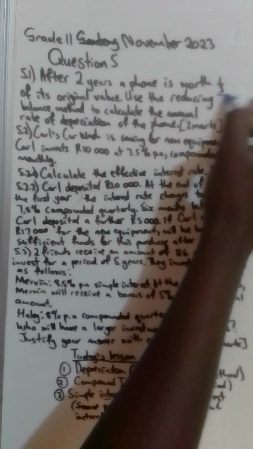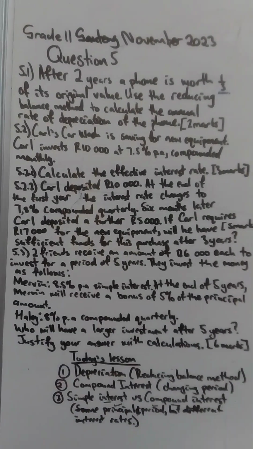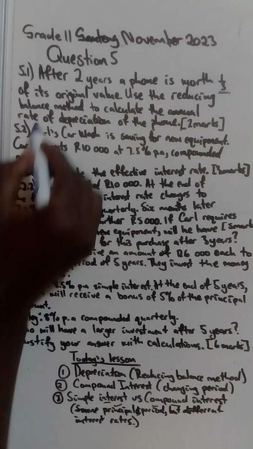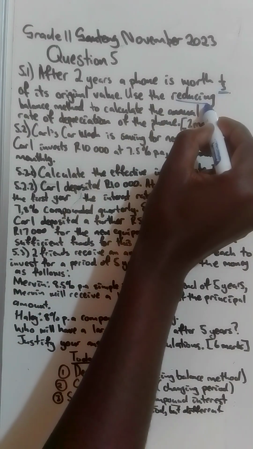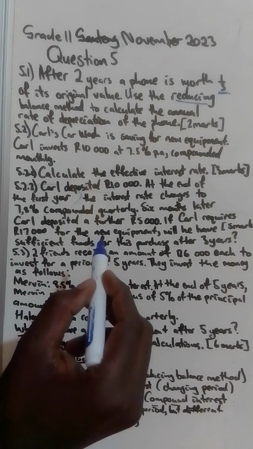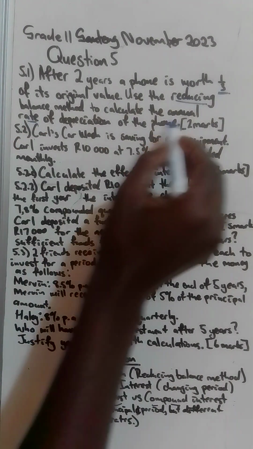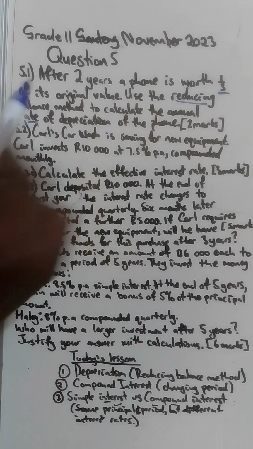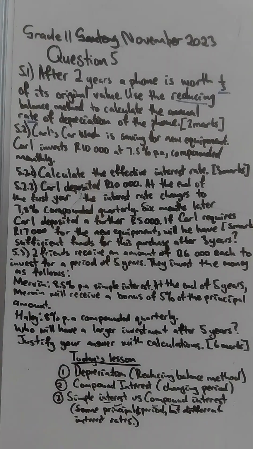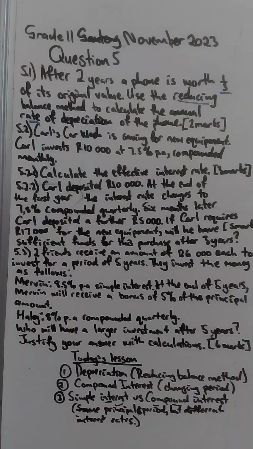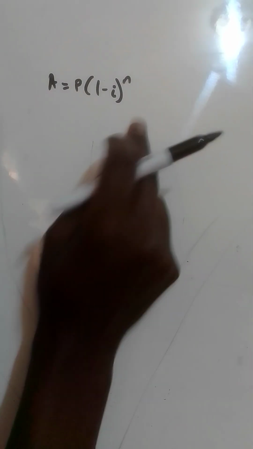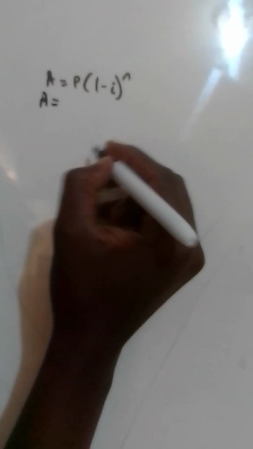So this is the amount in the future after depreciation has occurred, right? And then we are supposed to use the reducing balance method. Very, very important. And then what were we looking for? What we are looking for is the rate of depreciation, right? So in this particular instance, this is the formula that we're going to use. This is the formula that we use for the reducing balance method.